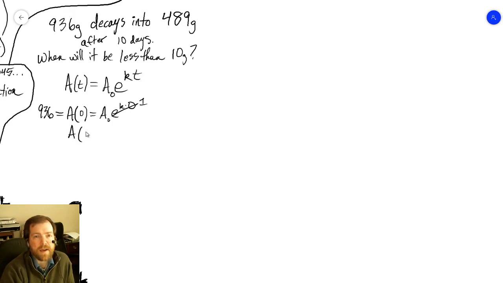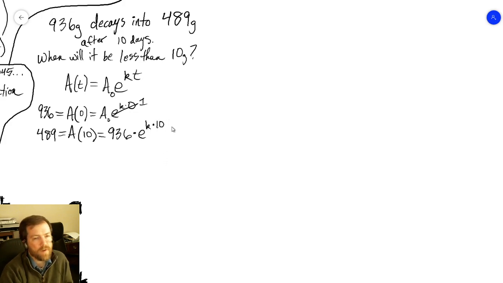And a at 10 days is going to be equal to 489, which is the total amount we had over here. That's 936 times e to the k times 10. So we know what t is here, that's our 10 from before. We don't know what k is, which is our decay rate. Usually you call it a growth rate, but in this particular case it's a decay rate.